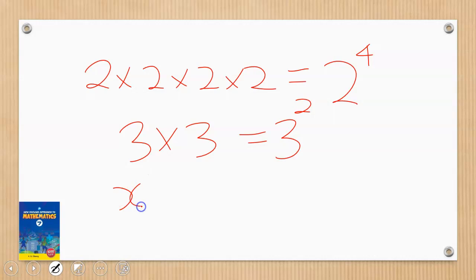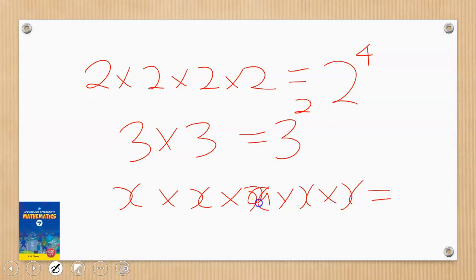What about if I have x times x times x times x times x? It's quite long, right? But then how can I write this in a very simple way? I have how many x multiplying itself? 1, 2, 3, 4, 5. So I can say x is multiplying itself 5 times.